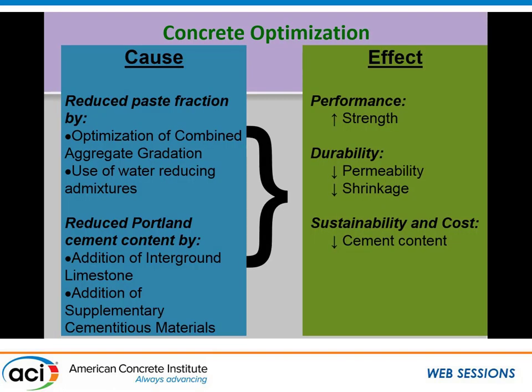So we can optimize concrete just using fairly simple tools that we have available now. Okay, I'm almost done. By optimizing aggregations with appropriate use of water reducers to get the workability we need, we can use limestone cements, we can add SCMs, and they will increase the strength, reduce permeability, reduce shrinkage, and improve sustainability of our concrete. You can make fairly substantial improvements, like the other 40 or 50% change in greenhouse gas emissions, just by doing simple things that are available today, but we're not necessarily taking advantage of.